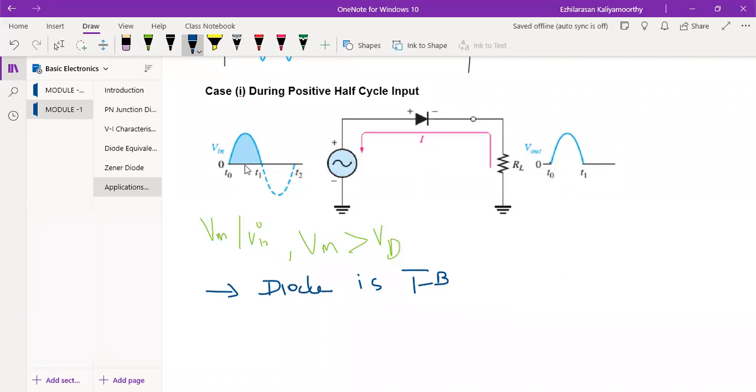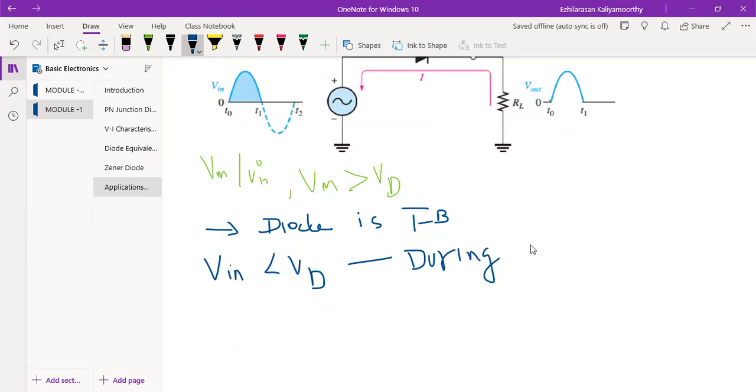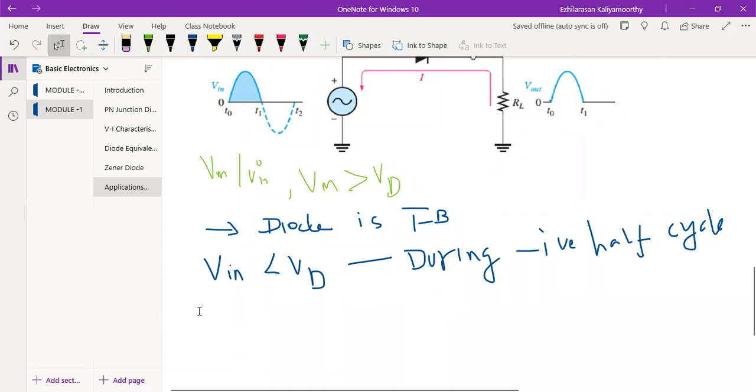After that, what happens? The input Vin goes less than VD, which means the negative half cycle. That is the meaning of it. So during the negative half cycle, that is what I call case 2.